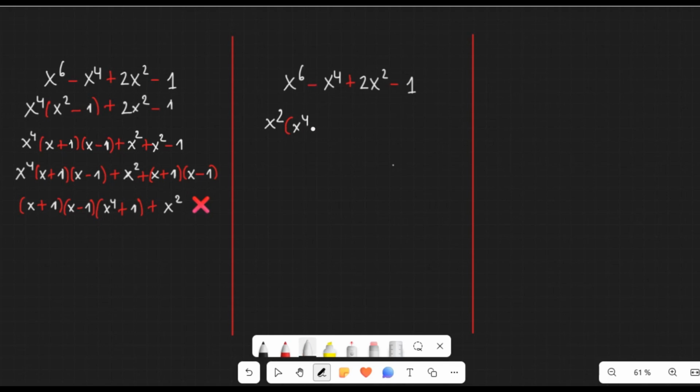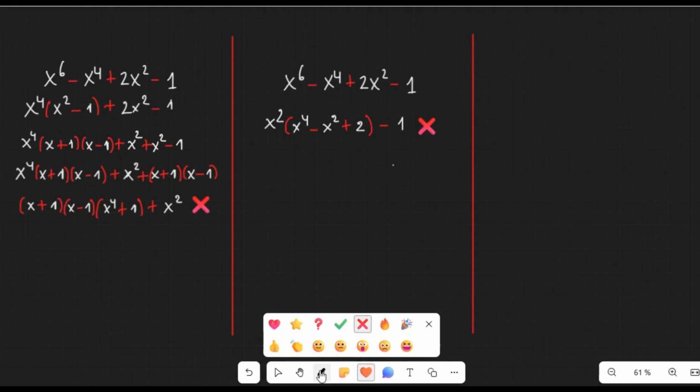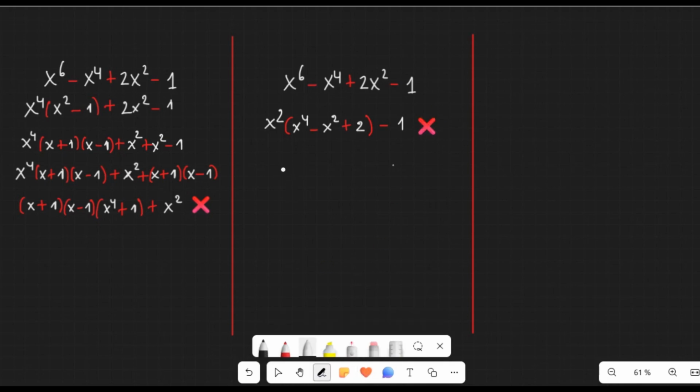We move to the second column and try a new direction, extracting x squared from the first 3 terms. We immediately see that the minus 1 is completely isolated, so we also quickly discard this option. We resume our starting idea and apply the useful mathematical trick of adding 1 and subtracting 1.